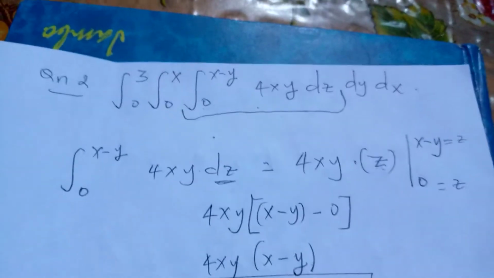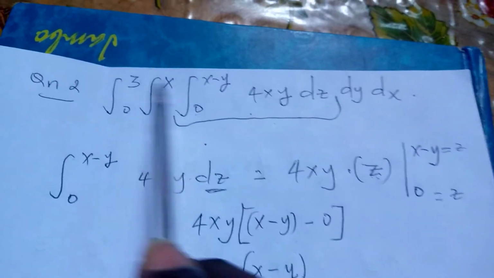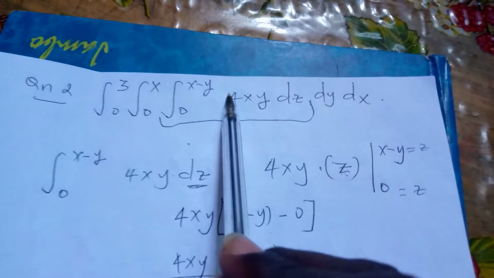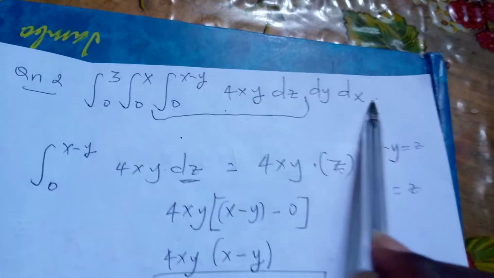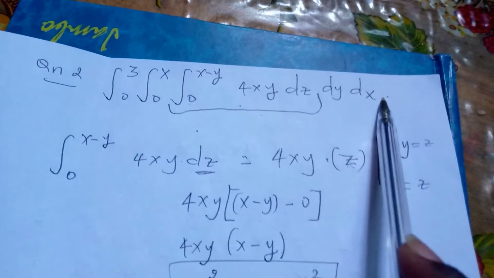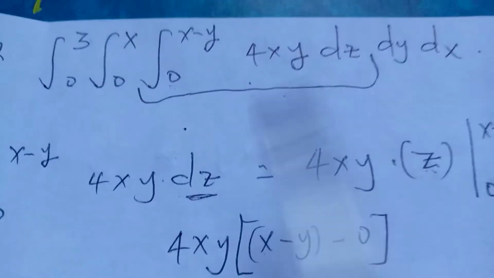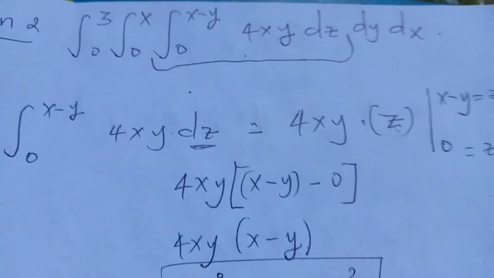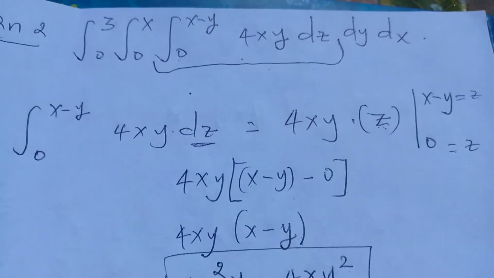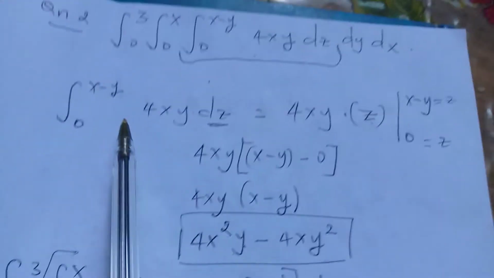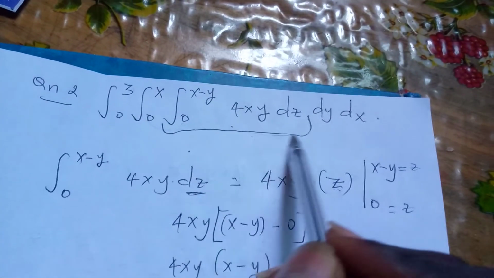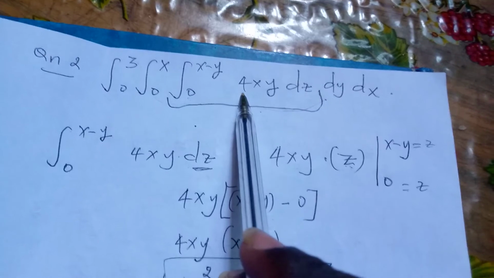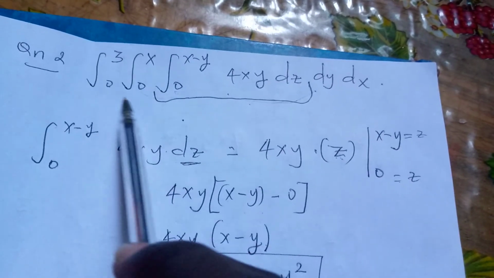So allow me to continue to question number 2, where we find the integral from 0 to 3 and integral from 0 to x, then integral from 0 to x minus y, 4xy dz dy and dx. Here, as usual, we are going to use the method we used in the first example, and work it out according to how we did the first example. Here we are going to integrate this part only, and then after finding the solution of this part, we replace the solution in this part and then integrate with respect to this integrand.